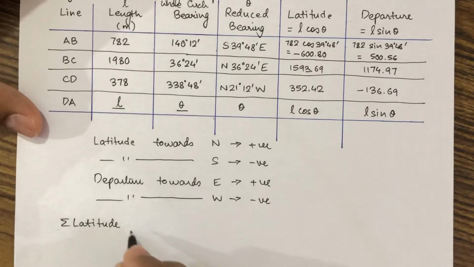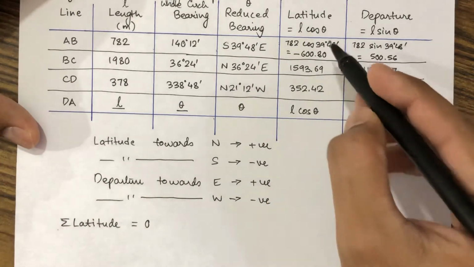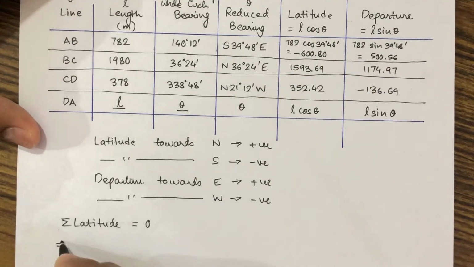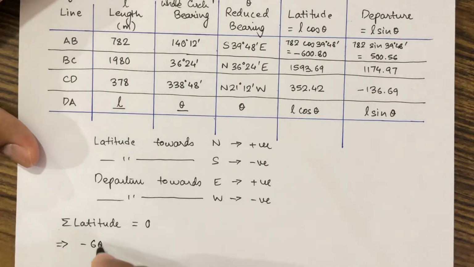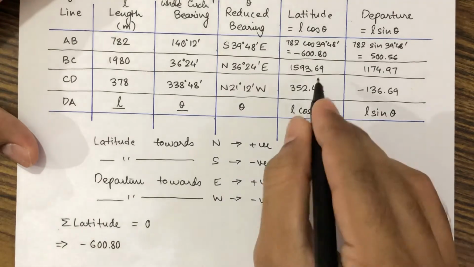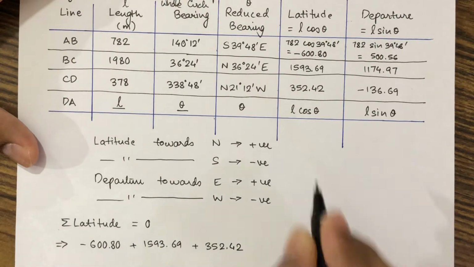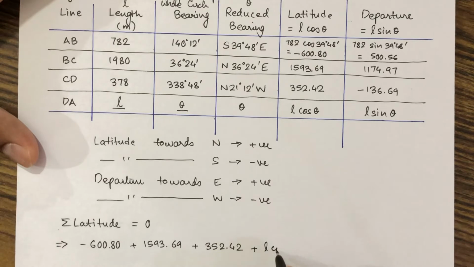The summation of latitude should be equal to 0. For a closed traverse, summation of latitude should be equal to 0. So when we add up all these values of latitude, we will get minus 600.8 plus 1593.69 plus 352.42 plus L cos theta equal to 0.